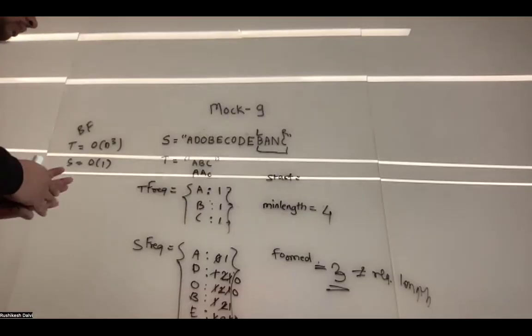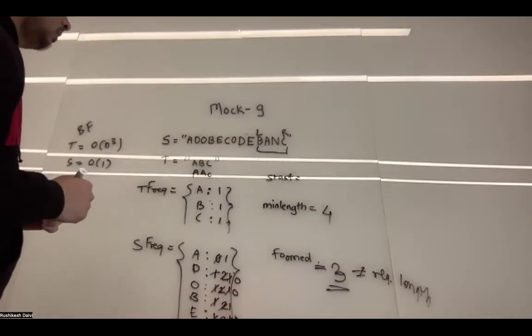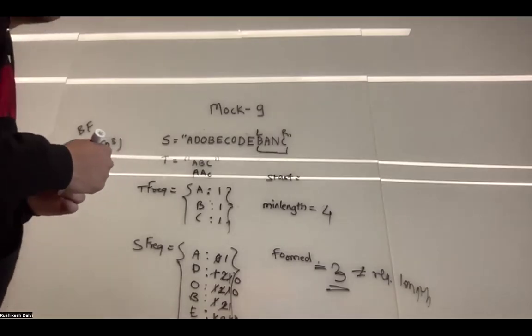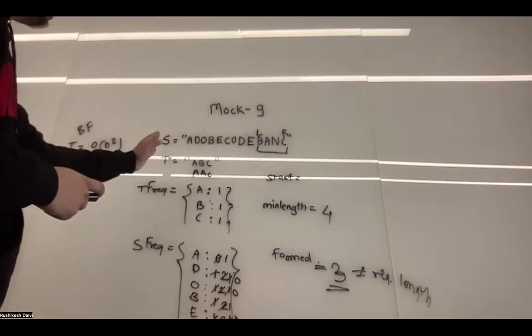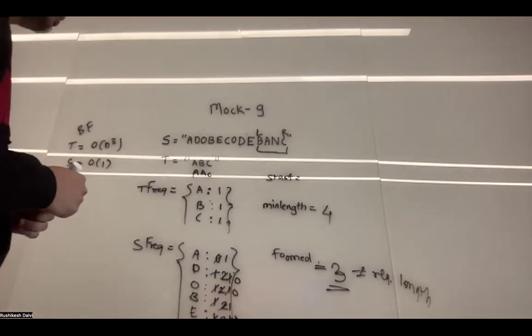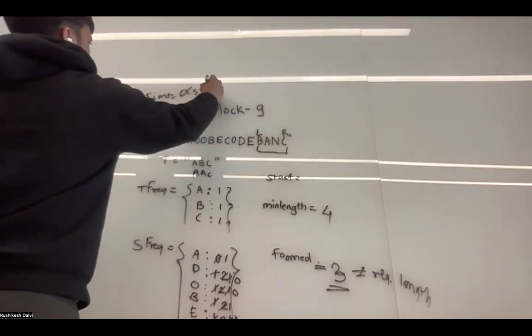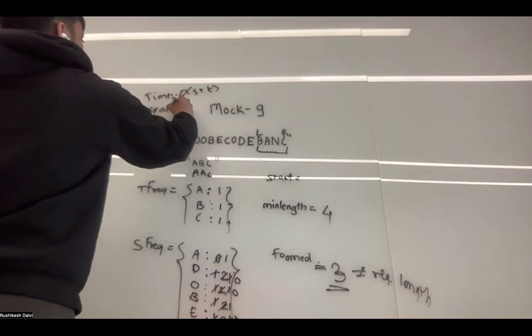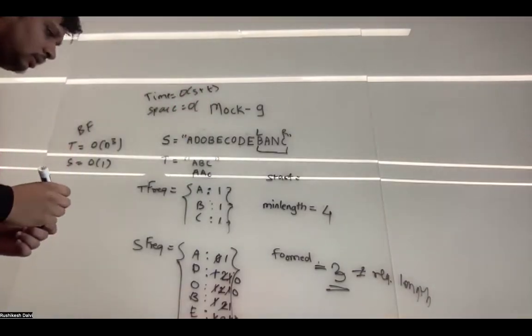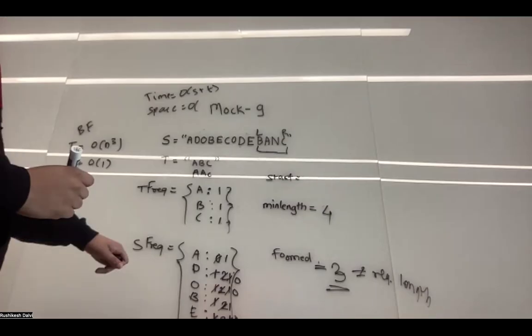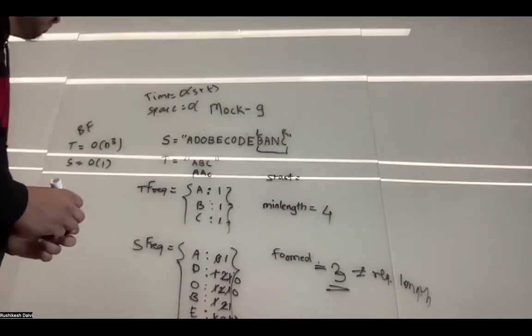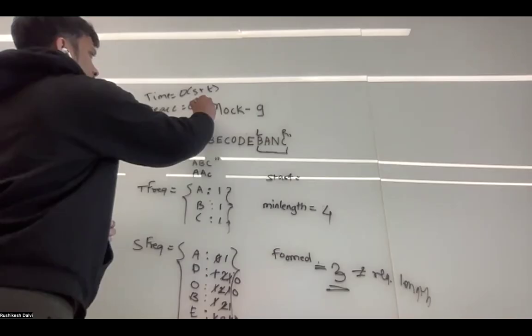So what will be the time complexity here? Time will be big O of S plus T, because I'm iterating over both of the strings. Space will be, like, I'm using two hash maps for T's frequency and S's frequency, so that will also be S plus T.